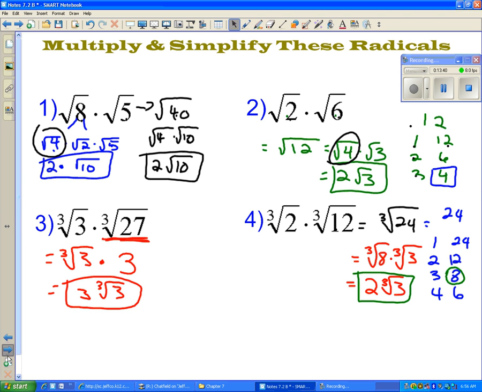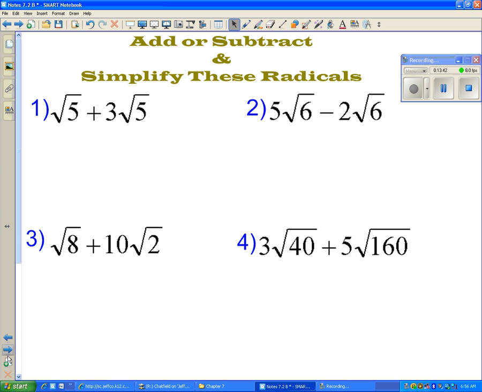All right, well, what else can I do? Well, let's add and subtract, and then let's see if we can simplify, or maybe we have to simplify first. Let's look at number 1. Square root 5 plus 3 square root 5. Well, remember in front of this square root 5, there's my lovely number 1. My roots are the same power. They're both squared. And the radicand, what's in the radical, is the same. So square root 5 is the same as square root 5. So 1 square root 5 plus 3 square root 5 is simply 4 square root 5.